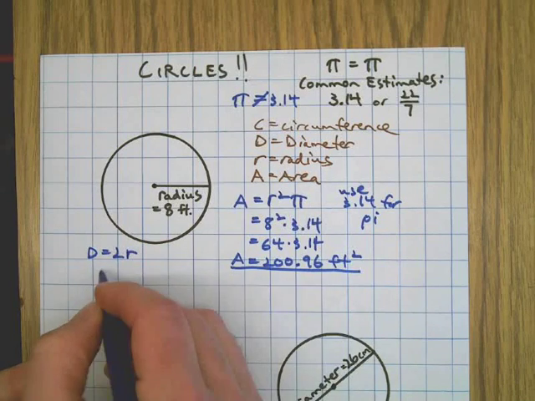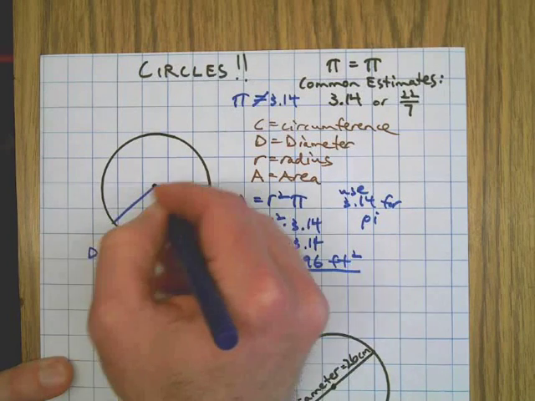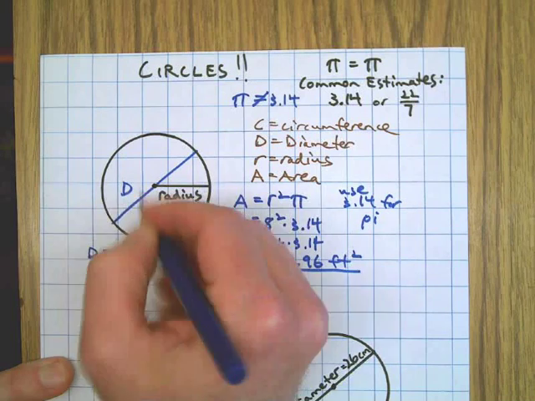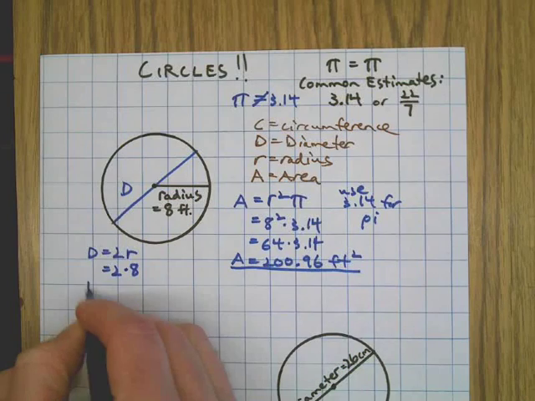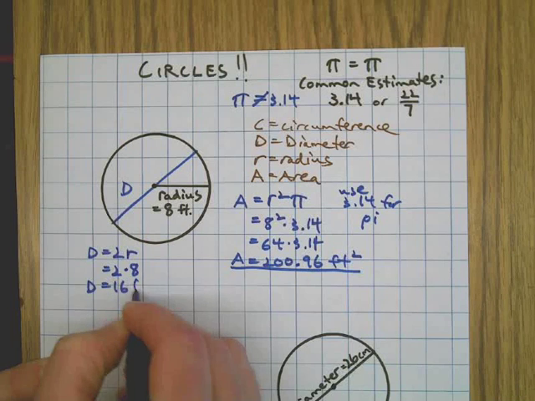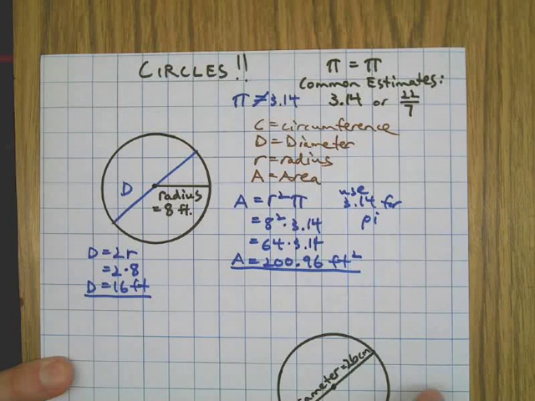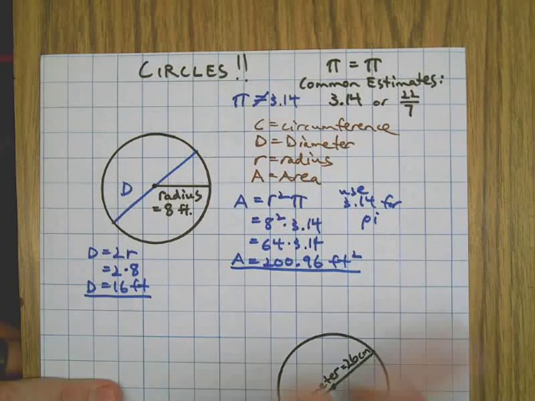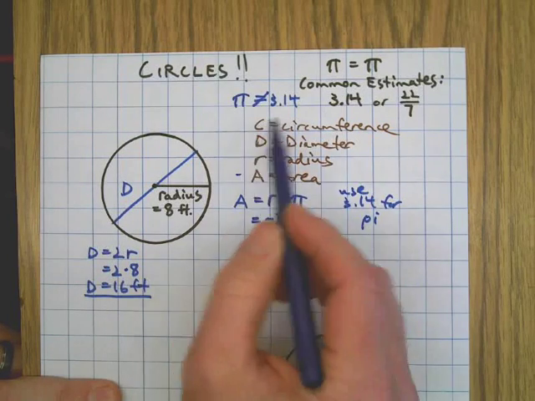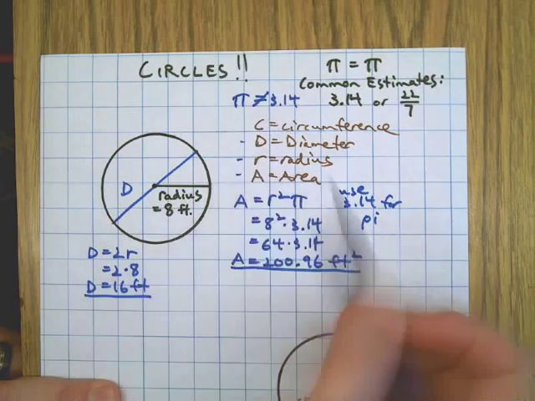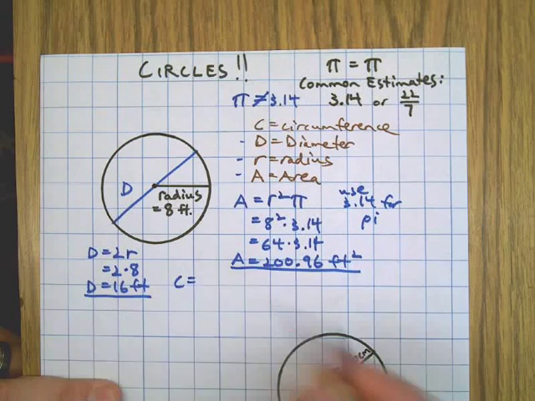So all the way across is diameter. So in this case, it's just going to be 2 times 8, which is 16 feet for this problem. And then finally, what's left? We've got area, we've got diameter, radius, circumference.